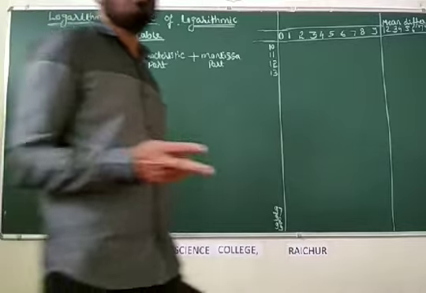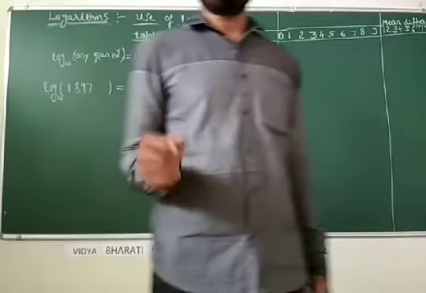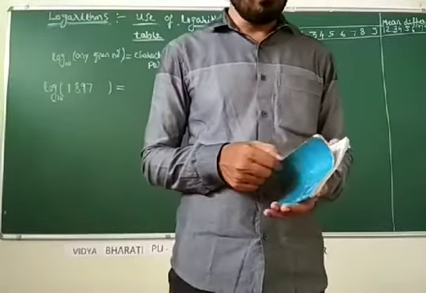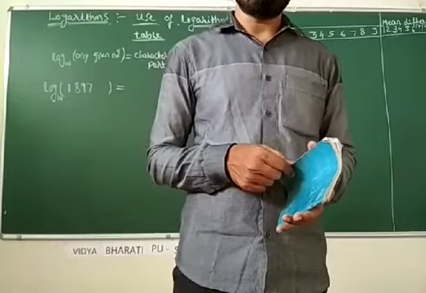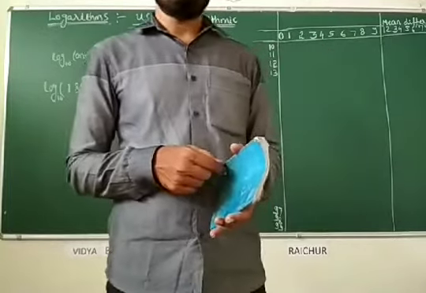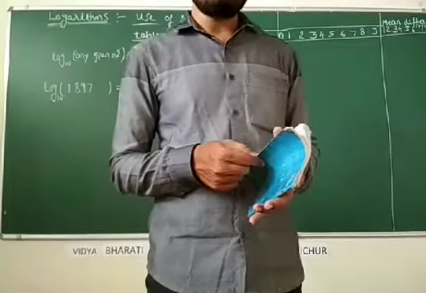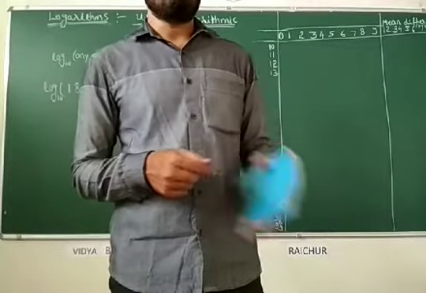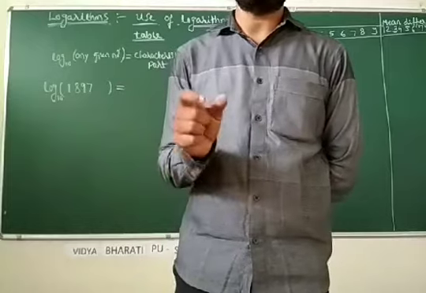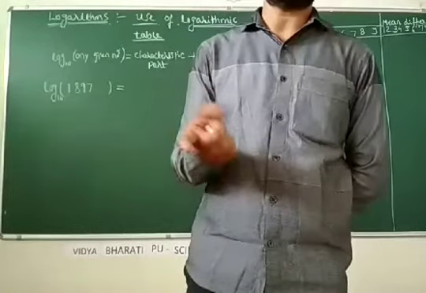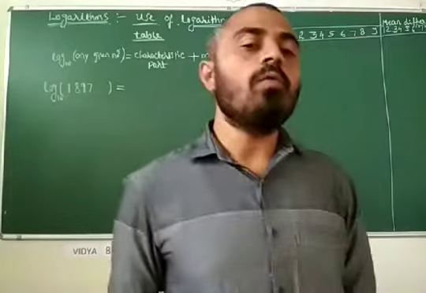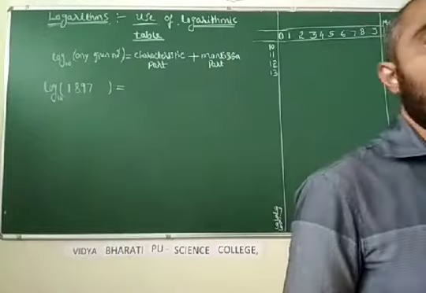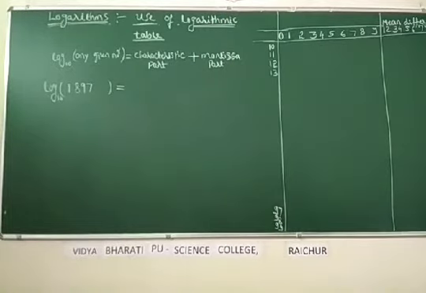These two rules we can make use of while finding the characteristic part of any given number. The characteristic is equal to n minus 1 rule is used if the given number, of which the logarithmic value is to be found, is greater than 1. And one more rule is there, minus of n plus 1. That rule we have to make use of while finding the characteristic of any given number if that number is less than 1.